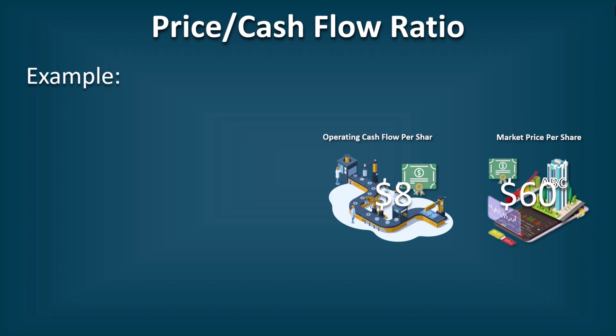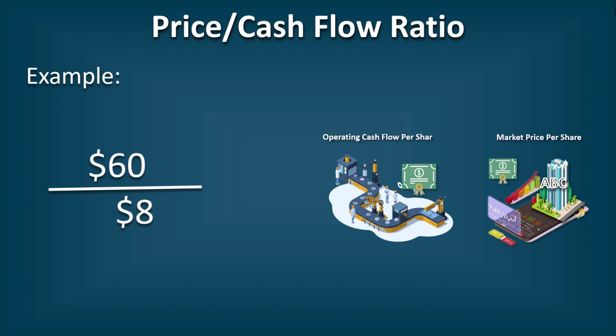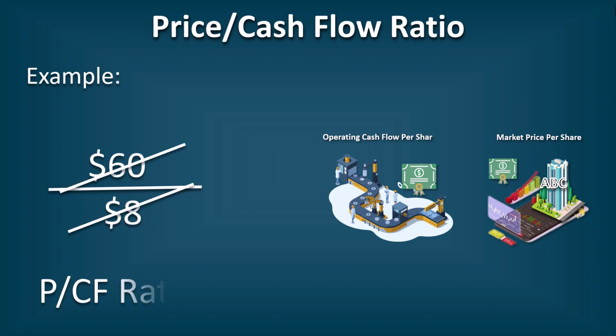Now, we apply the price-cash flow ratio formula. Market price per share, $60, divided by operating cash flow per share, $8, equals 7.5. So, the price-cash flow ratio in this example is 7.5.